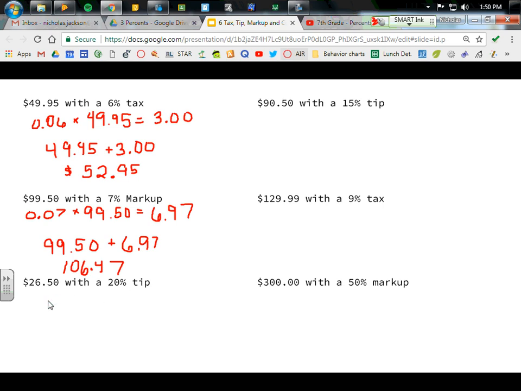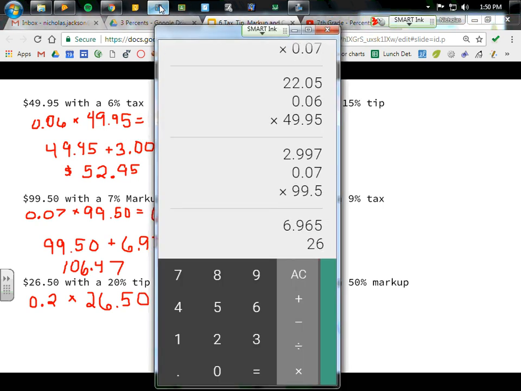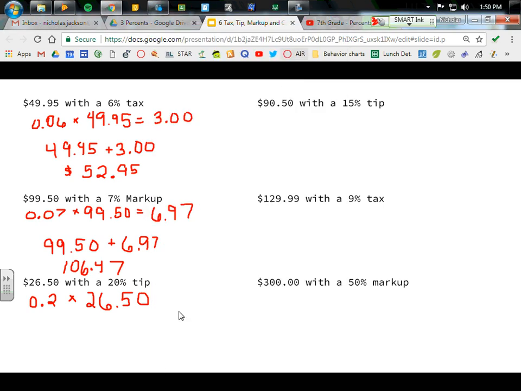Let's change our percent, our tip rate, to a decimal, so that would be 0.2. We're going to multiply that by 26.50, which will be $5.30. So we're going to add our price, the price of our meal, to our tip amount. All right, and we will be paying a total of $31.80. Seems pretty straightforward, right? 3 steps and you're good.